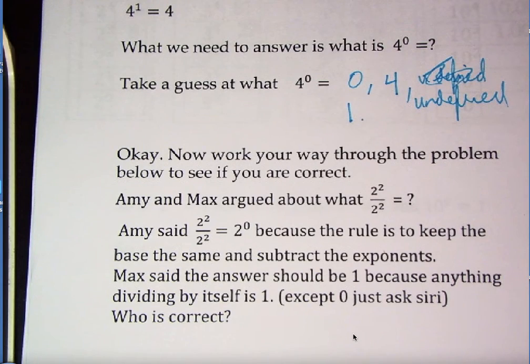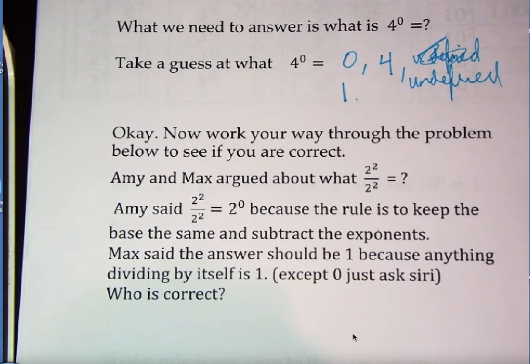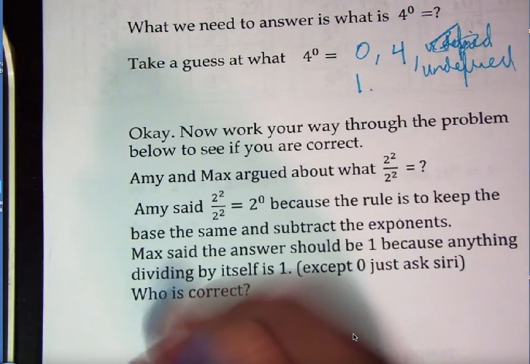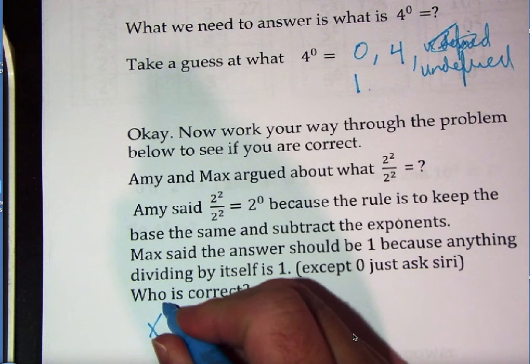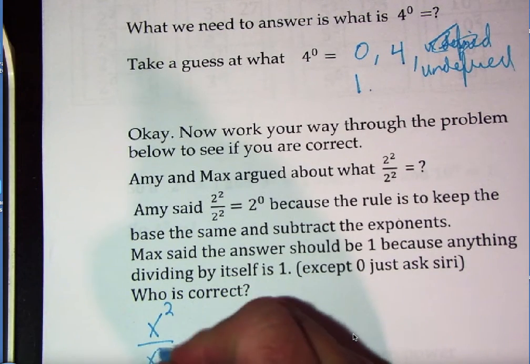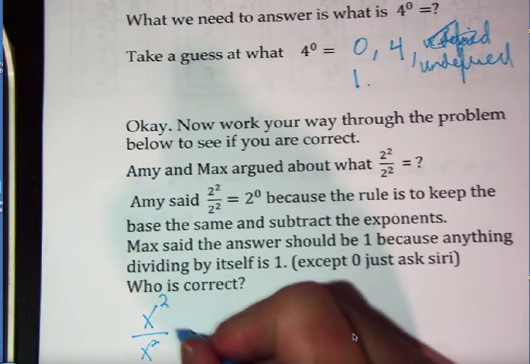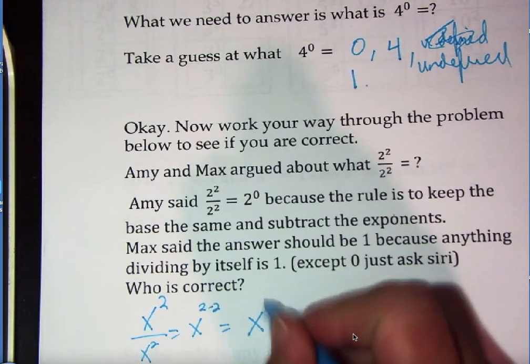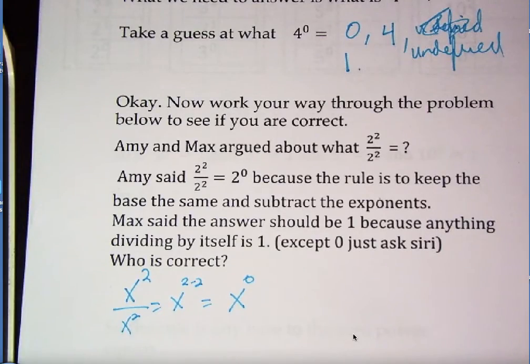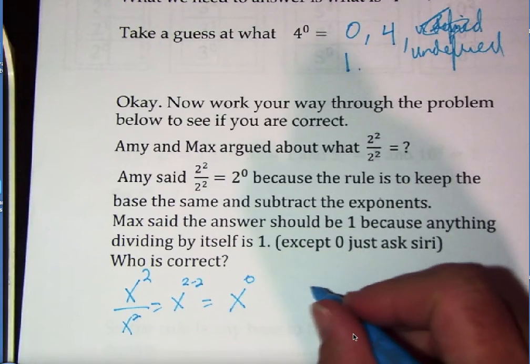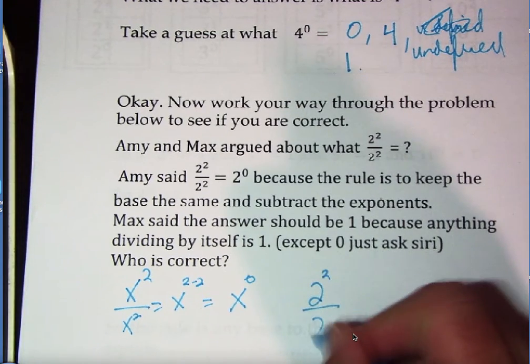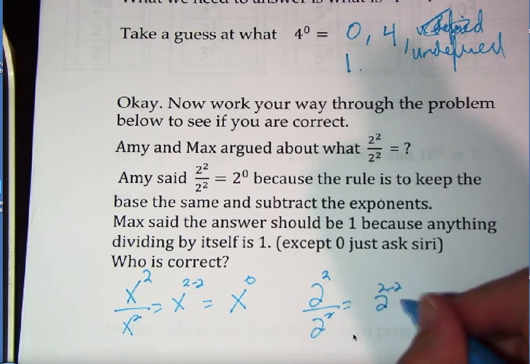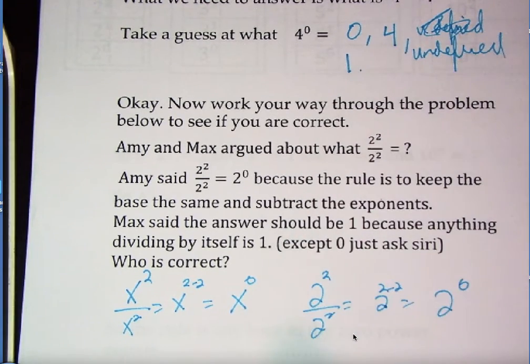So who can be correct? And we just take answers. Anyone think Amy's correct? Well, Amy followed the rule, right? If we have x squared divided by x squared, the rule is to keep the base and subtract the exponents, so we get x to the 0. That's what we did. So Amy's right? Keep the base the same, subtract the exponents, to the 0.